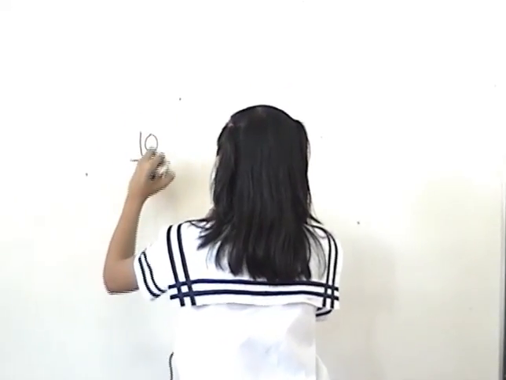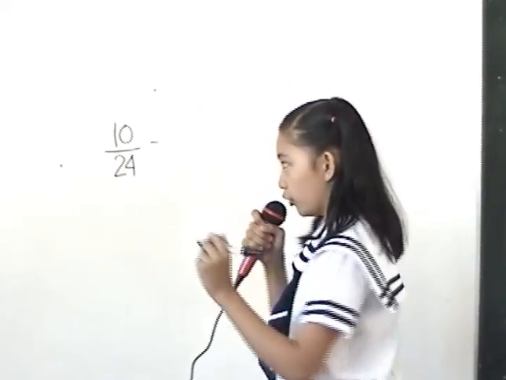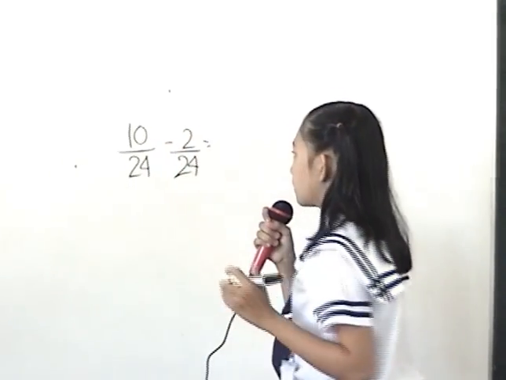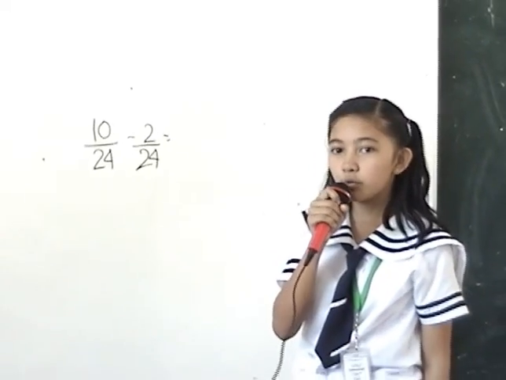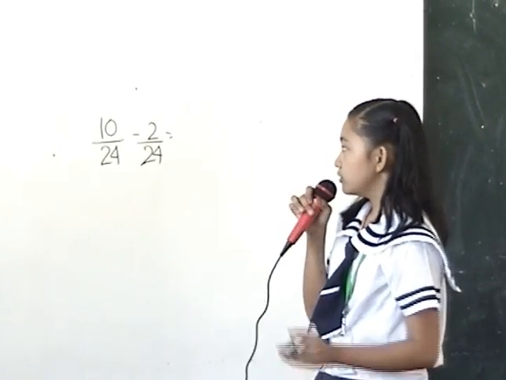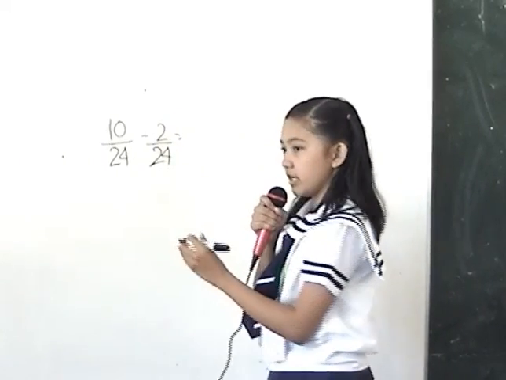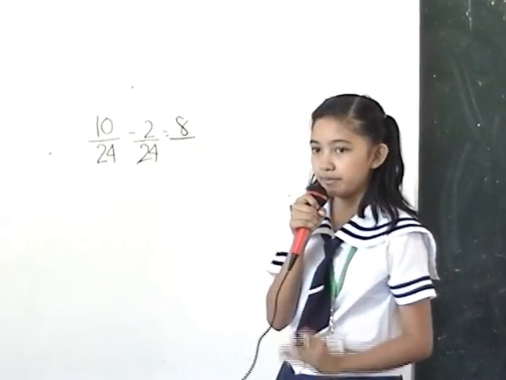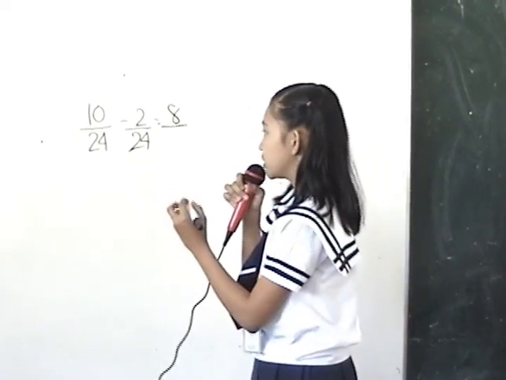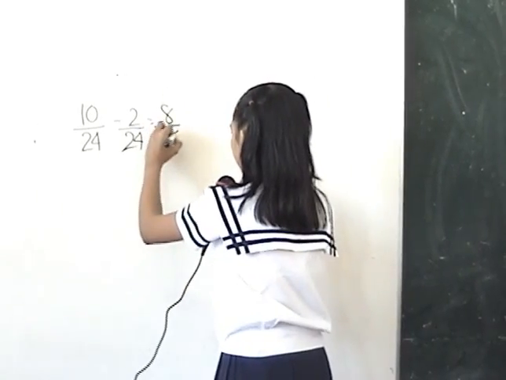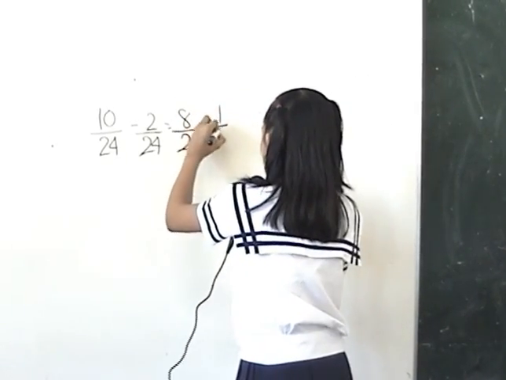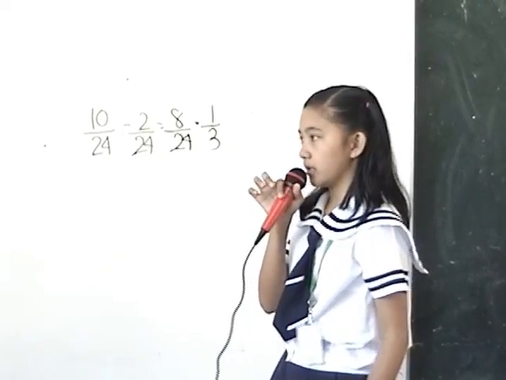10/24 minus 2/24, we subtract 10 minus 2, and the answer is 8. Then we copy the common denominator, which is 24. We can simplify 8/24 to 1/3. And the final answer is 1/3.